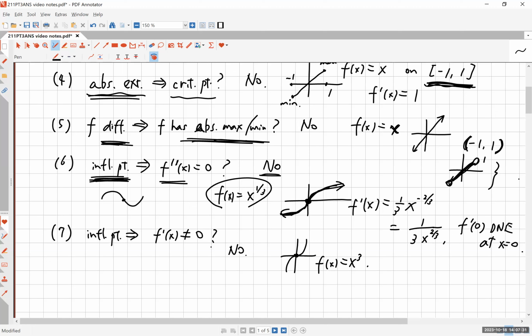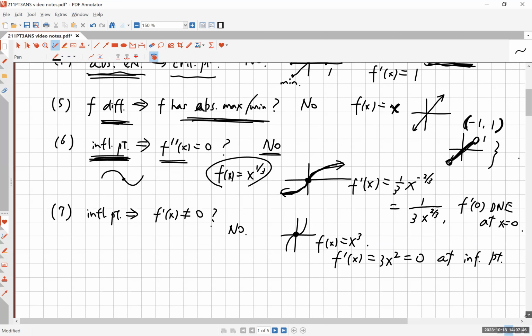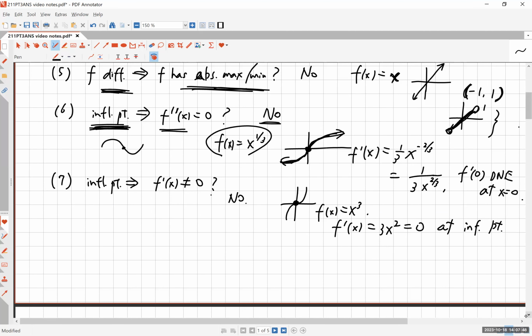Okay, again, this is an inflection point. The second derivative is 0, but the first derivative is also 0 at the inflection point (0, 0). Okay, so an inflection point could be a critical point as well.